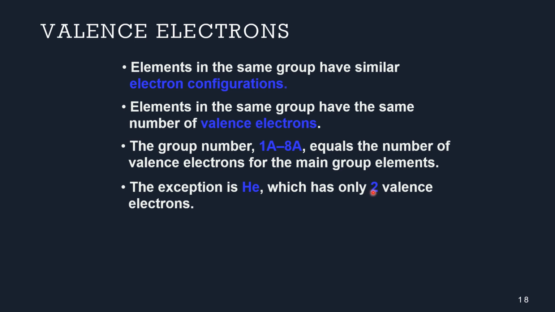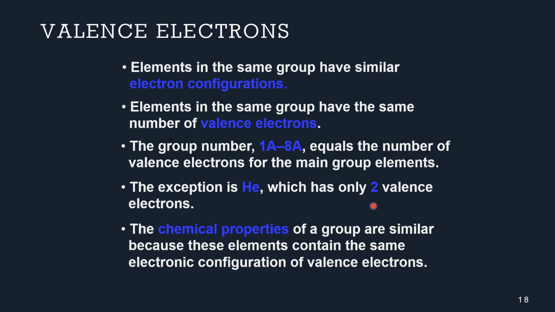Obviously, the exception is helium. It's in group 8A. It does not have 8 valence electrons because it only has 2 electrons total. So it has 2 valence electrons. And the chemical properties of a group are similar because they have the same number of valence electrons. So they have the same number of electrons that can do stuff on the outside of the atom, and so these atoms tend to act similarly.